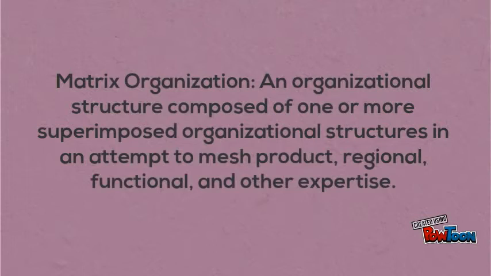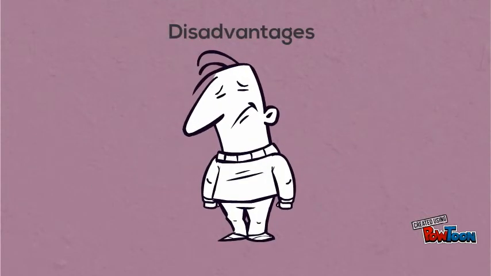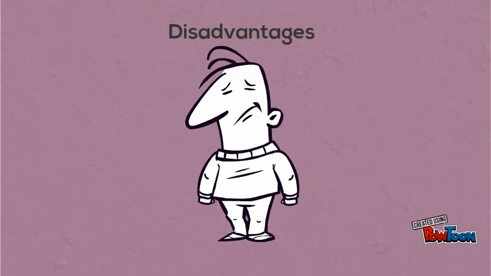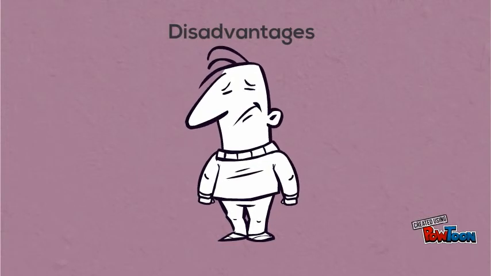Although at one time it seemed that the matrix organizational form would enable firms to have an advantage of the product, regional, and functional forms. Unfortunately, the major disadvantage has kept most companies from adopting it. The major problem is that the matrix requires that 2 or 3 managers must agree on a decision.